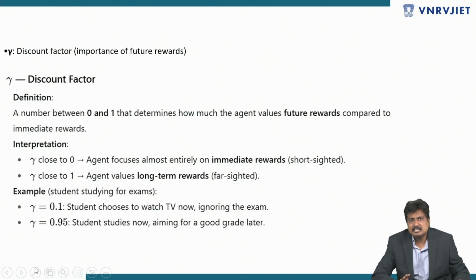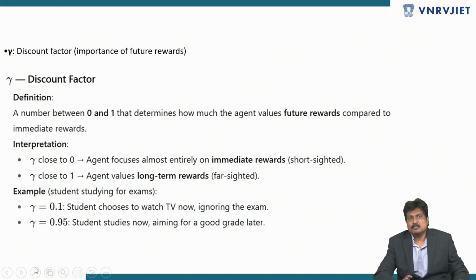So here gamma is a discount factor. It's the importance given to future rewards. Let's talk about a small definition of gamma: a number between 0 and 1 that determines how much the agent values future rewards compared to immediate rewards. So gamma is always about expecting future rewards, not immediate rewards.